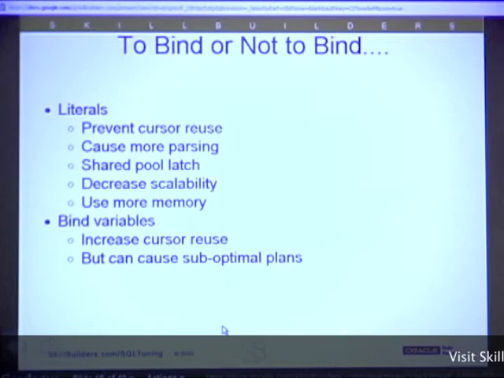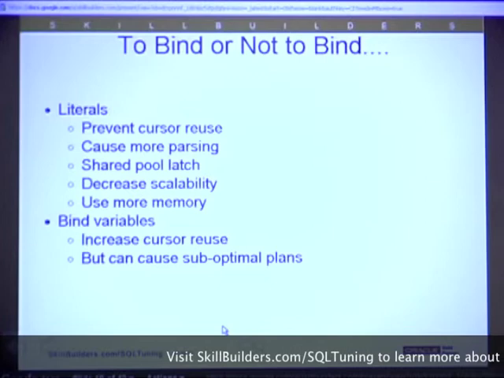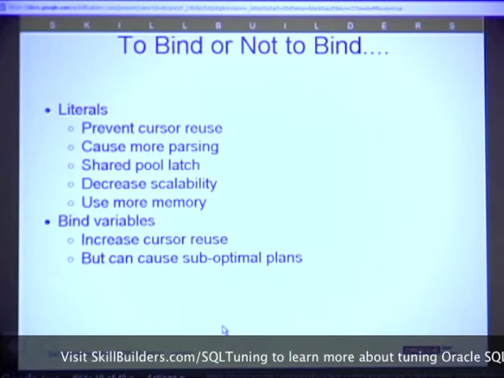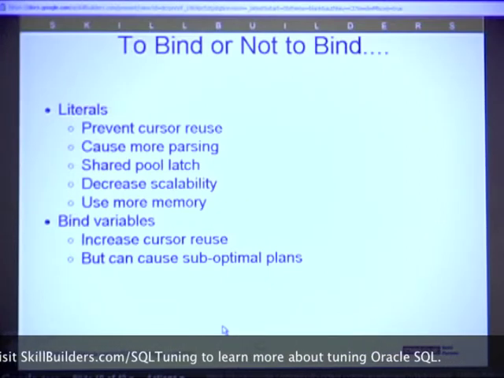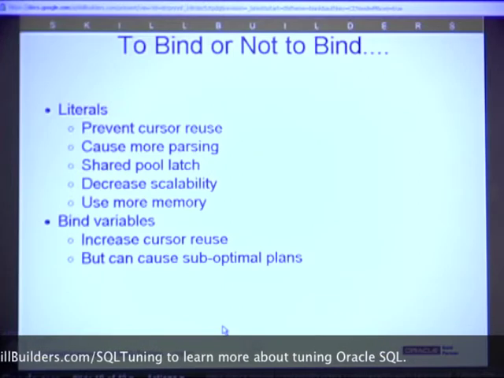If you use literals, you're preventing cursor reuse, causing more parsing, increasing your latching, decreasing scalability, all the bad things that come with literals. However, with literals, you tend to get a correct optimizer plan, if there's a histogram and other things. If you use bind variables, you increase cursor reuse, but you can end up with suboptimal plans.